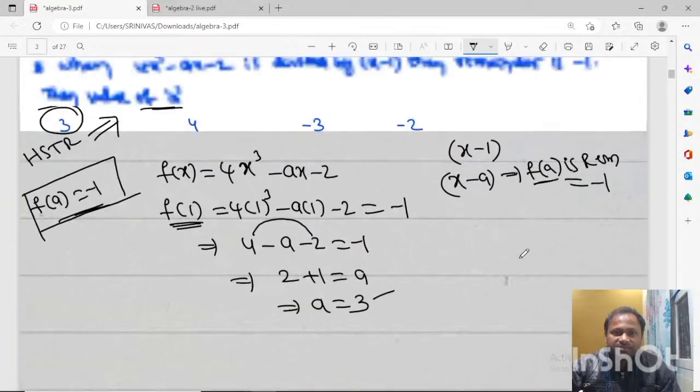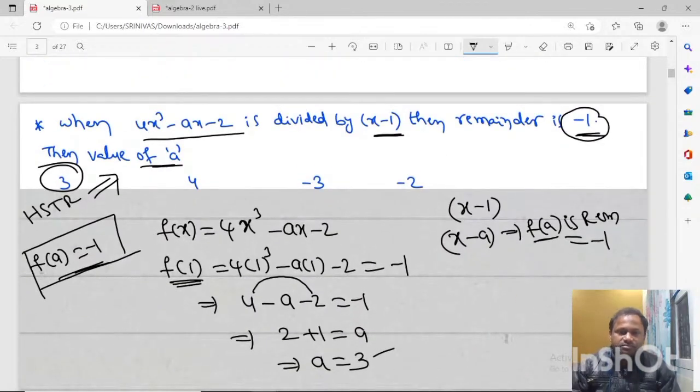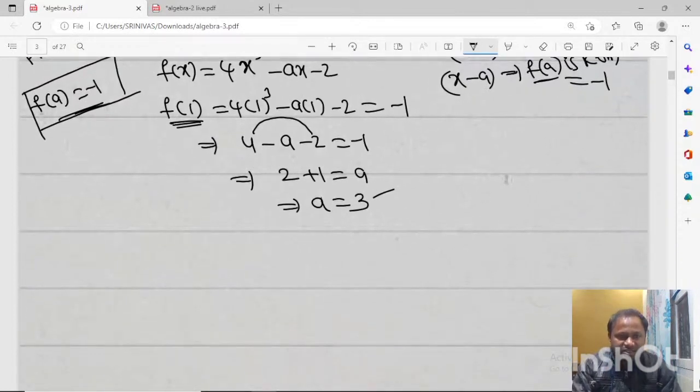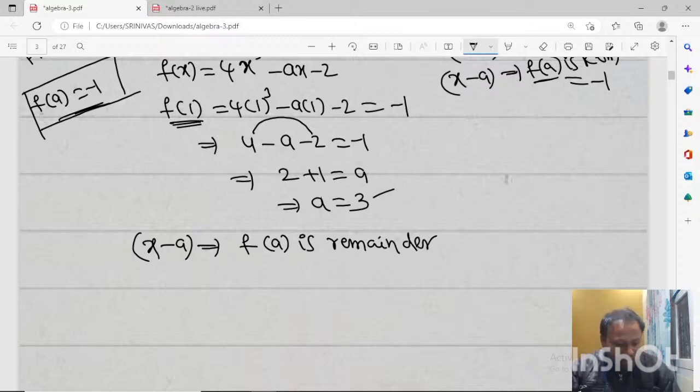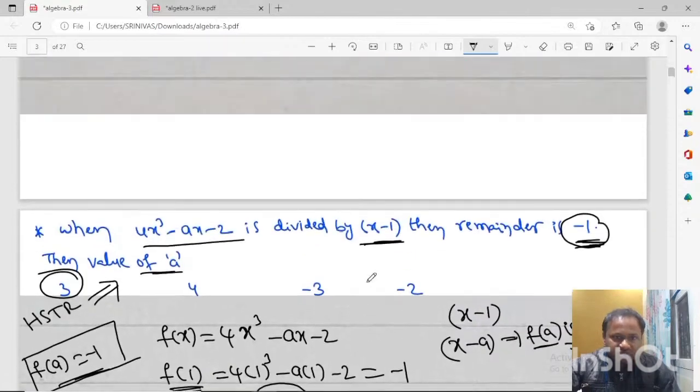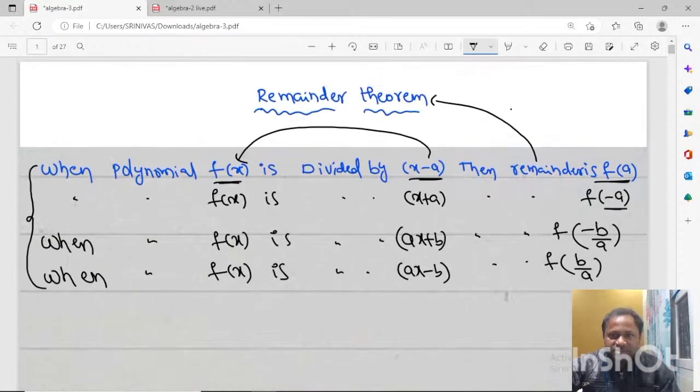Okay, let me explain once again. In the question, when this is divided by x minus 1, the remainder is minus 1. Generally, whenever x minus a is the divisor, f of a is the remainder. In the previous one, x minus a divides the polynomial, then the remainder is f of a.